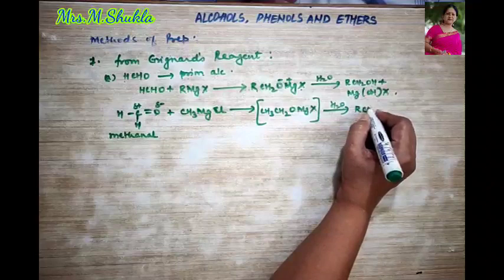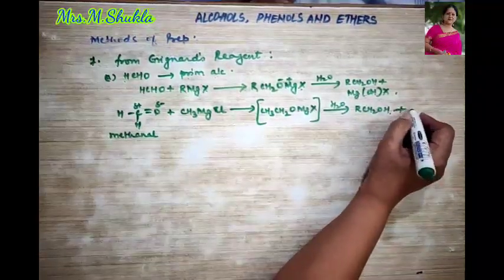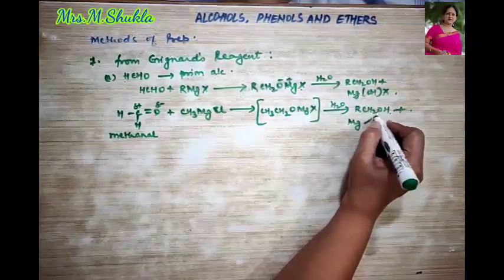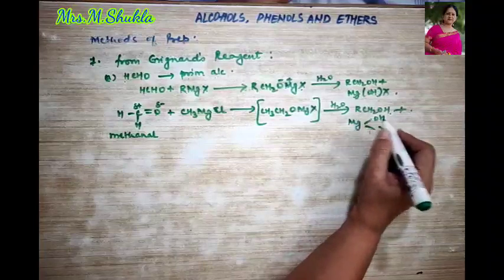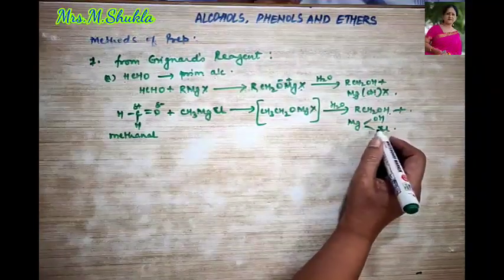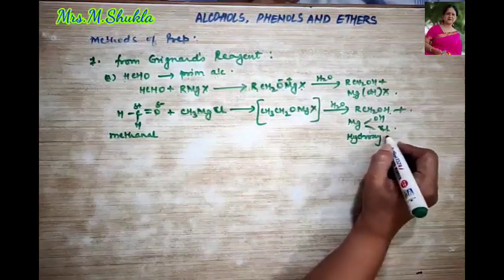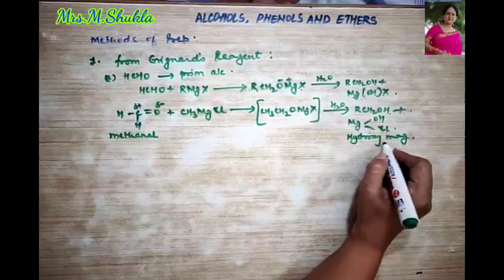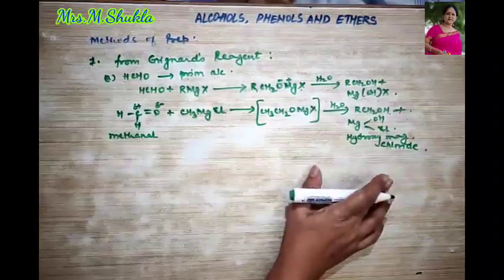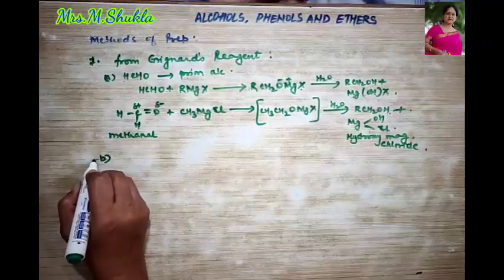It further gets decomposed by water and forms RCH2OH, that is the alcohol, plus MgOHCl. This is called hydroxy magnesium chloride.